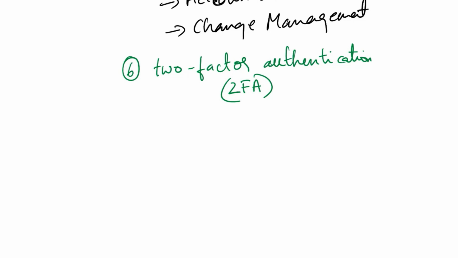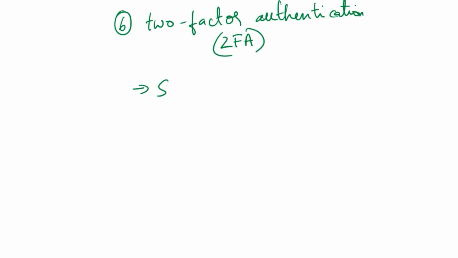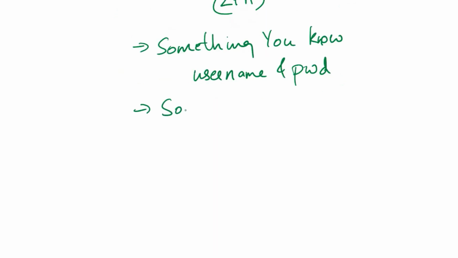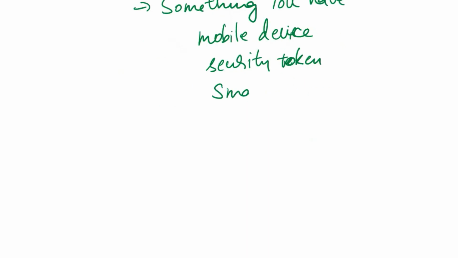The two factors typically fall into three categories. Let's see what are those. First one, something you know. This is typically a username and password combination. It's information that the user knows and uses to provide their identity. Next is something you have. This involves possessing a physical item, often a mobile device, security token, or smart card, which generates or receives a one time code or authentication token.